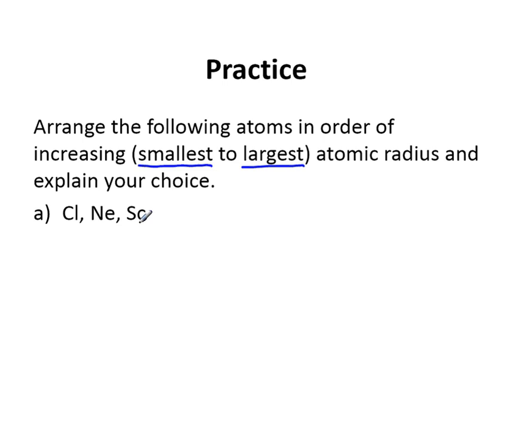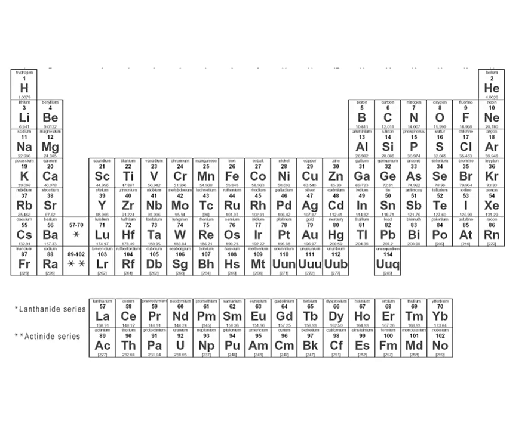So the first thing that I would do if I was tackling one of these problems, I'd want to figure out where these elements are on the periodic table. So I would take my periodic table out and map out where they are. I've got a blank one here for us to talk about it all together. So if we take a look, scandium is here. We've got neon up here and chlorine over here. So now I can see where my elements are located on the periodic table.